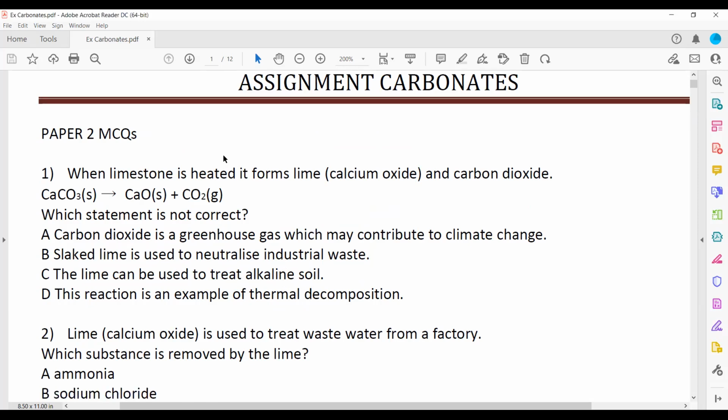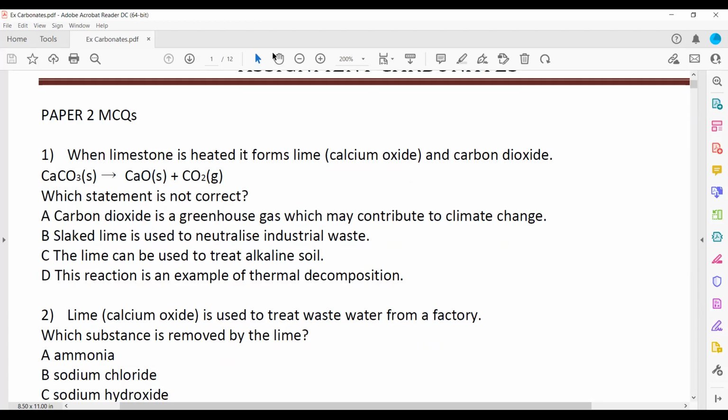So the first one: limestone, which is calcium carbonate, is heated to form calcium oxide and carbon dioxide. Which statement is not correct? Carbon dioxide is a greenhouse gas and it can cause climate change or global warming. Yes, that's true. That is correct.